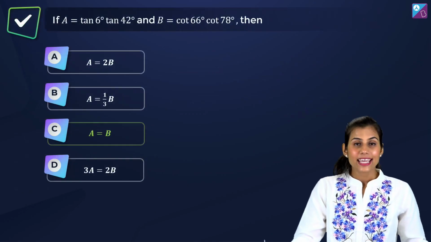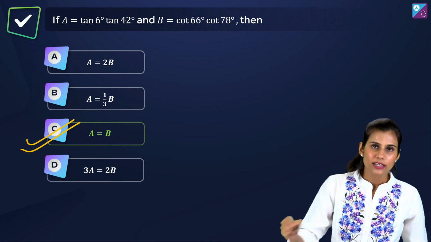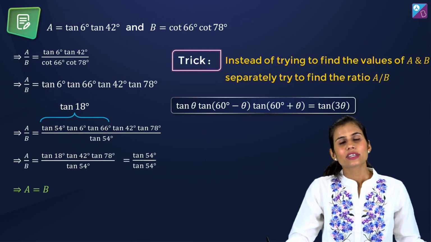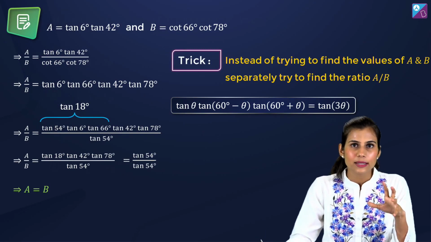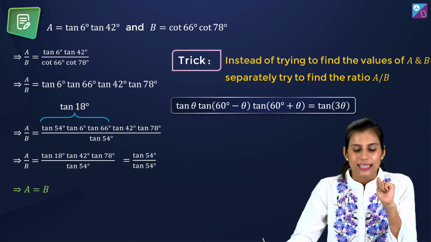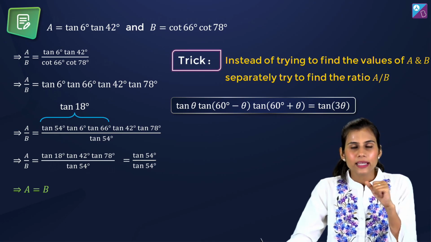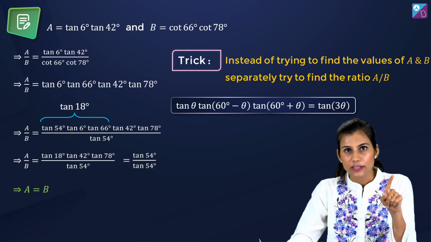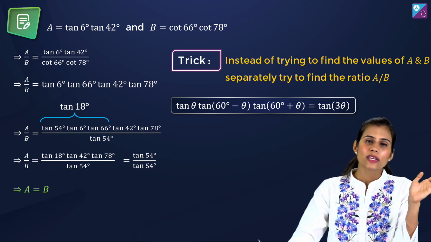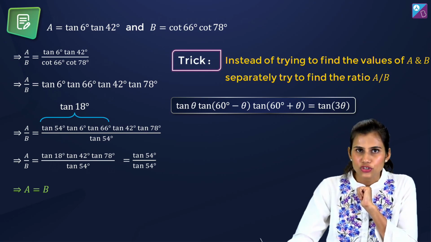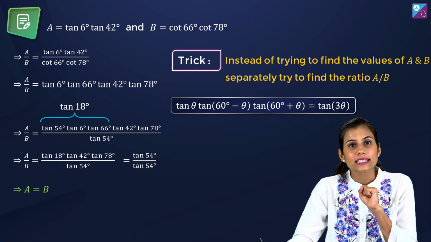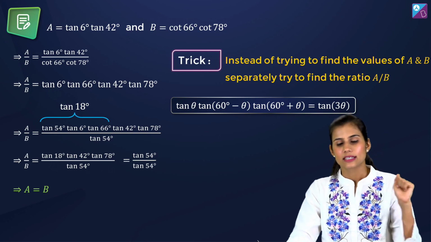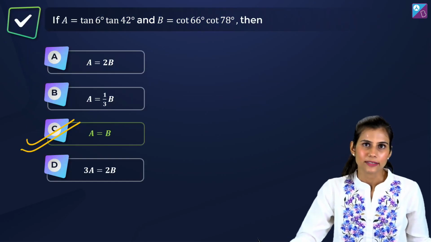So if I'm getting that A by B is 1, that means A is equal to B. This was quite an easy question. The first thing that you had to realize was that you should not waste time chasing the exact values of A and B. Instead of that, work upon computing the ratio A by B. Very first thing to keep in mind. And number 2 is whenever you find a continuous product of the tan ratios such that the relationship between angles is like theta, 60 minus theta, 60 plus theta, then this is the result which should come into your mind immediately.